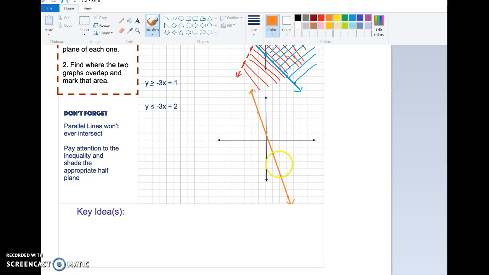It's a solid line because it's y is greater than or equal to. And so that means that it includes the line. And y is greater than that, so that means that it's going to be above the line. So my shaded area is going to be right here, going this way.